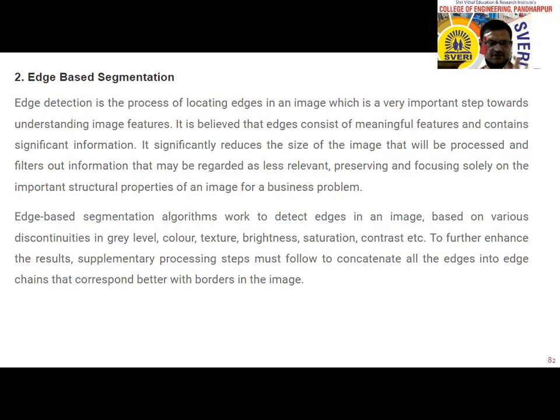Edge-based detection algorithms, edge-based segmentation algorithms, work to detect edges in an image based on various discontinuities in grayscale, color, texture, brightness, saturation, contrast, etc. To further enhance the results, supplementary processing steps must follow to concentrate all the edges into edge chains that correspond better with borders in the image.